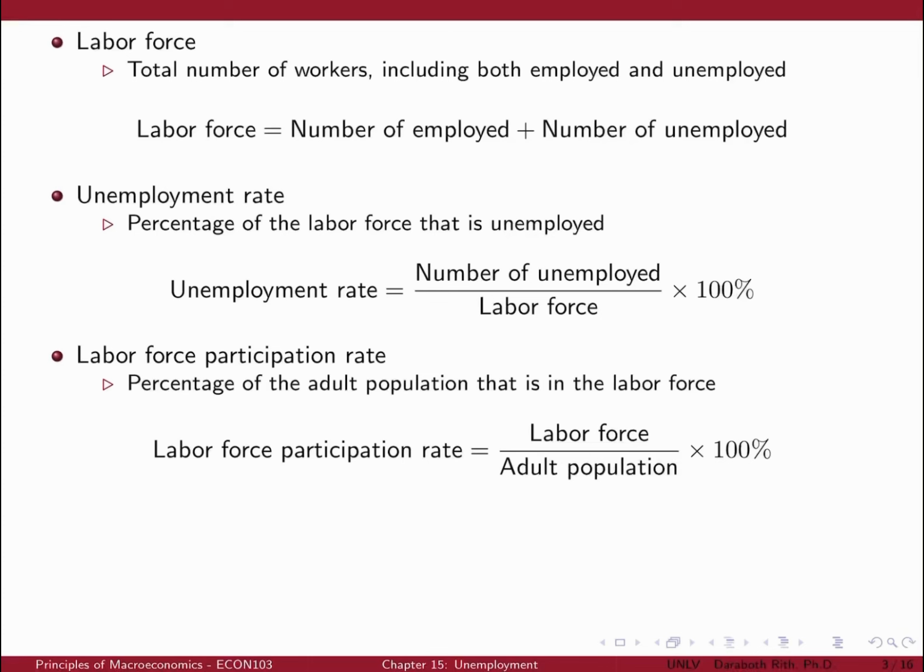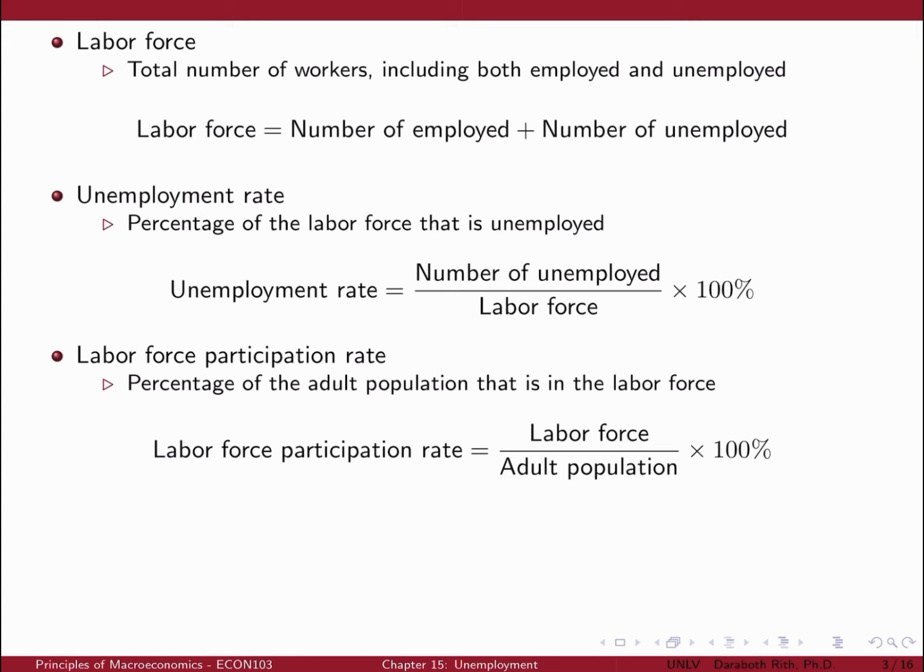Let's delve into the formulas. Labor force is the total number of workers, including both employed and unemployed. Labor force equals number of employed plus number of unemployed. Unemployment rate is the percentage of the labor force that is unemployed. Unemployment rate equals number of unemployed divided by labor force times 100%.